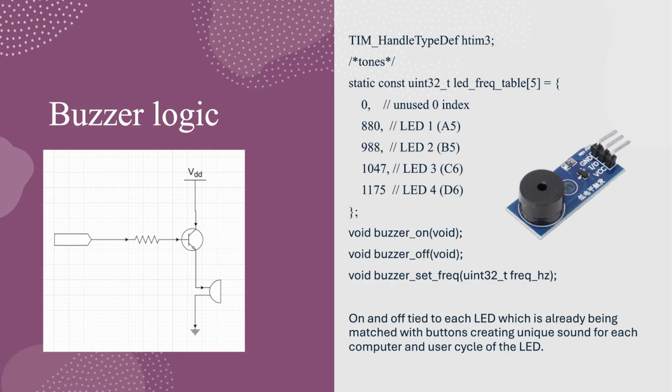The commands used were void buzzer on, buzzer off, and buzzer set frequency. Those were implemented anywhere the LEDs were turning on and off, since each sound was already tied to the LEDs.